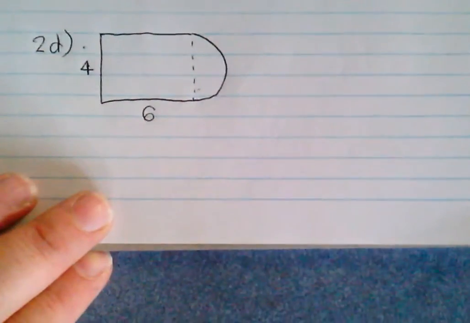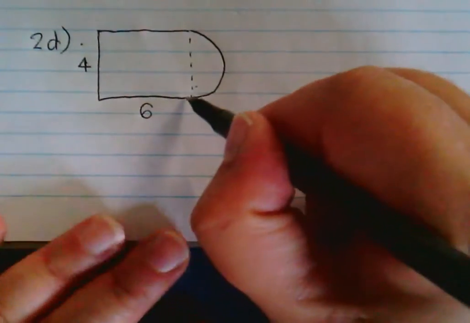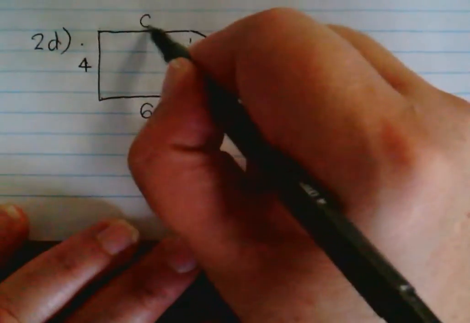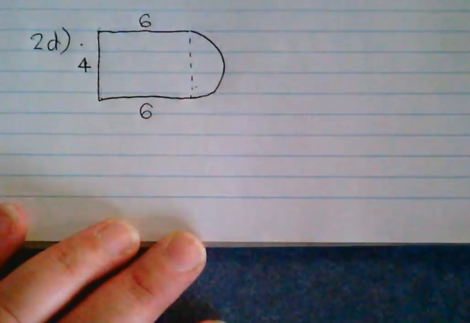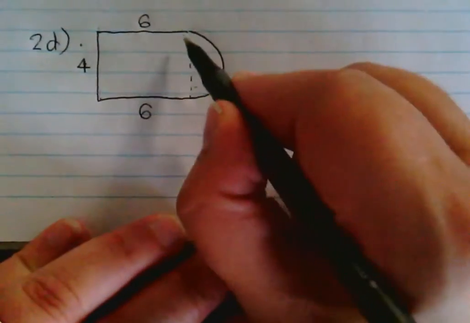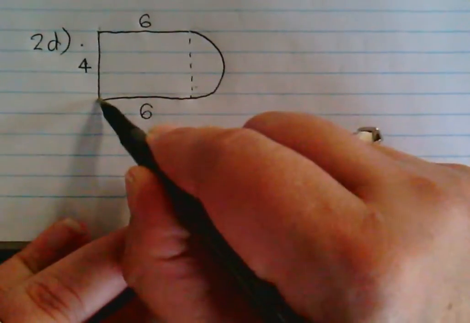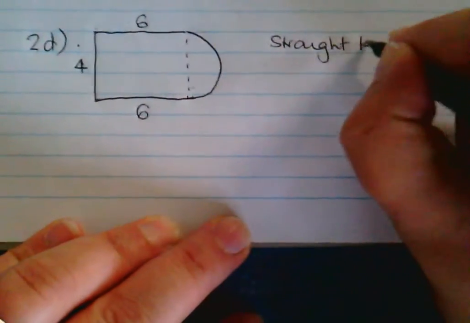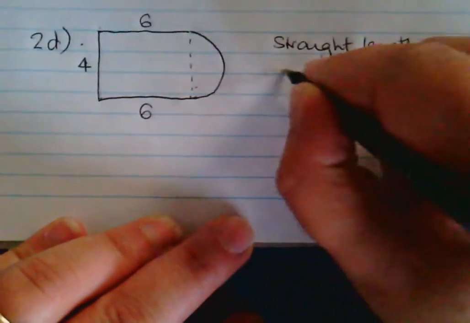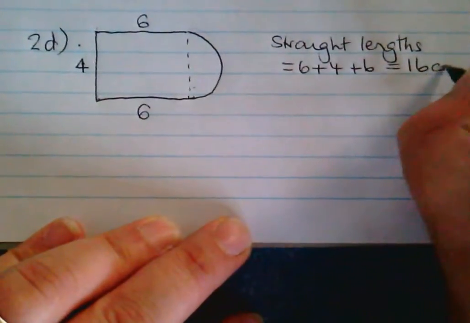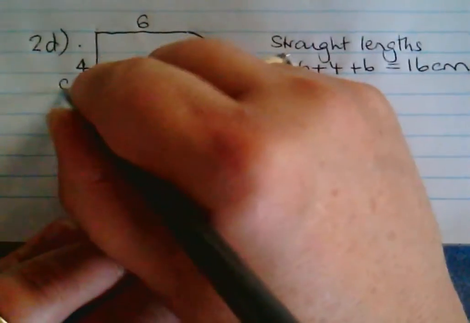Question 2D is to find the perimeter of this shape. Now, you look at what you've got. You've got straight length 6 plus 4 plus 6. I need to find the curved bit. When you do perimeters of composite shapes like this, you've got the straight bit, the straight bit, the straight bit. So let's just go straight lengths. What do they add up to? They're 6 plus 4 plus 6. They're 16, I think it's centimeters, the units.